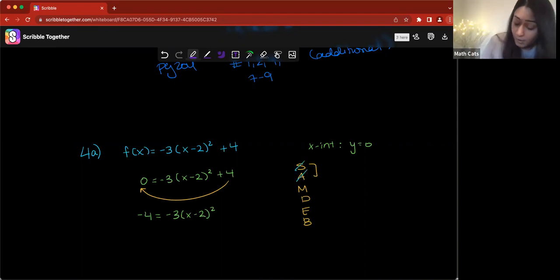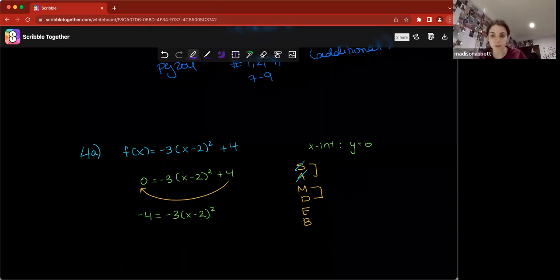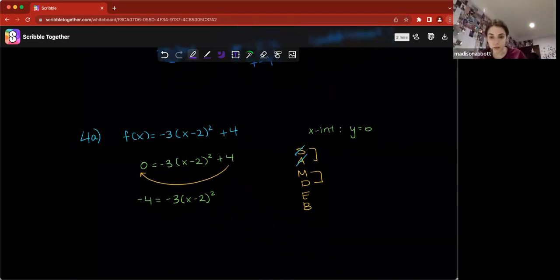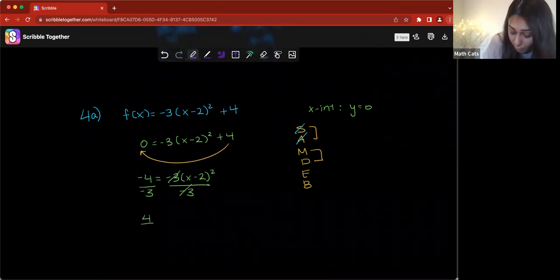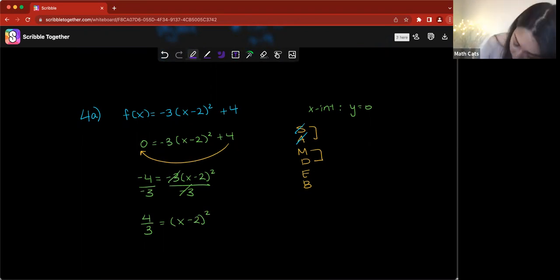Now we're on the pair of multiplying and dividing. What's multiplying that bracket? The -3. So divide by it. On the other side, we get 4 over 3 equals (x minus 2) squared. Cool. Now we're done with multiplying or dividing.